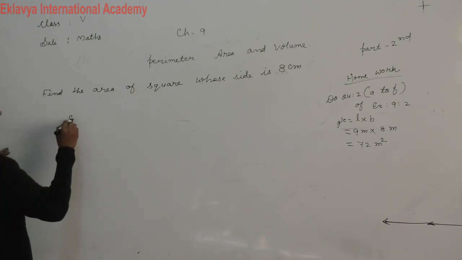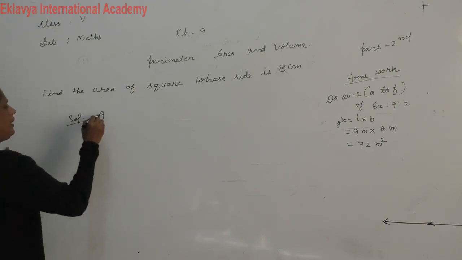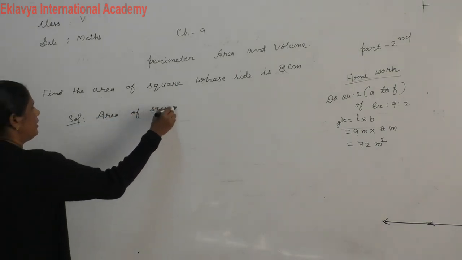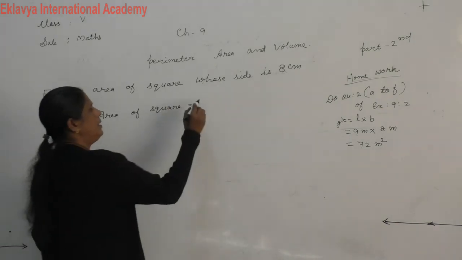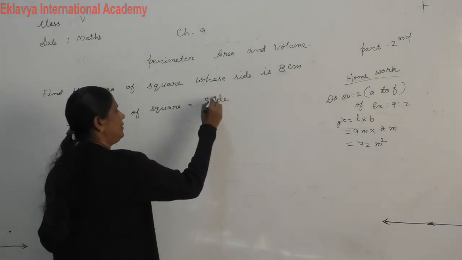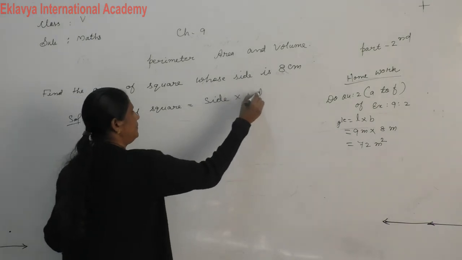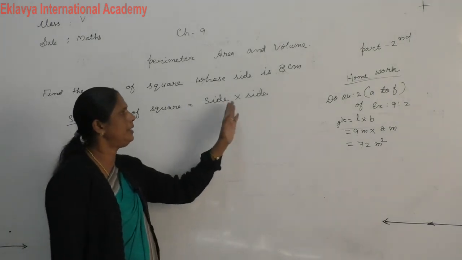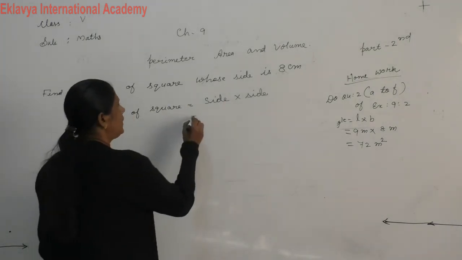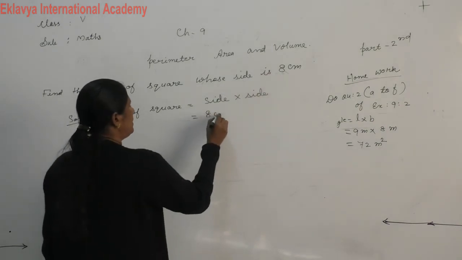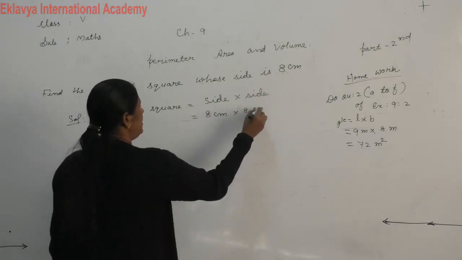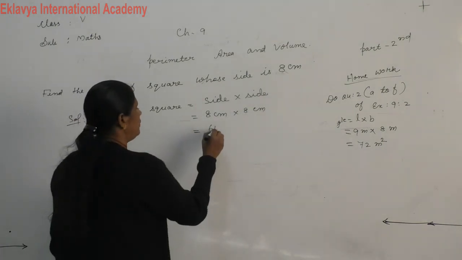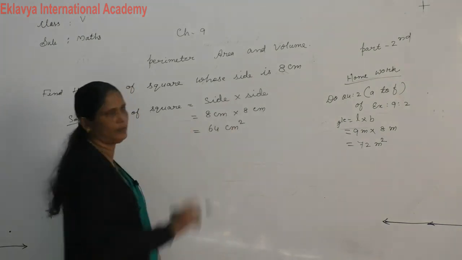Then first we write the formula. Area of square is equal to side into side. Say, area of square is equal to side into side. That is 8 centimeter into 8 centimeter is equal to 8 8s are 64 centimeter square.